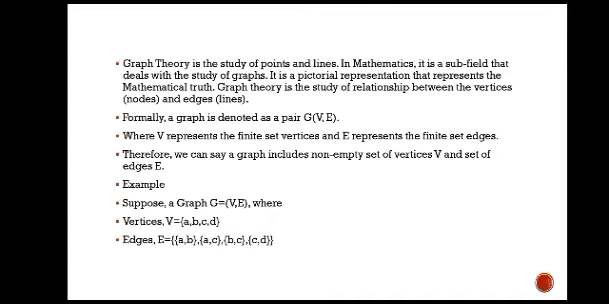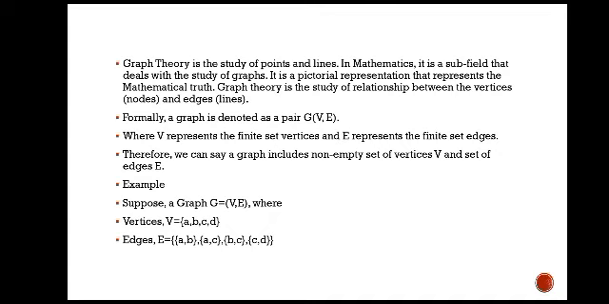Example: suppose a graph G = (V, E), where V = {a, b, c, d}. V is a set of a, b, c and d, and E is also a set which includes (a, b), then next is (a, c), then next is (a, b, c), and the last is (c, d).